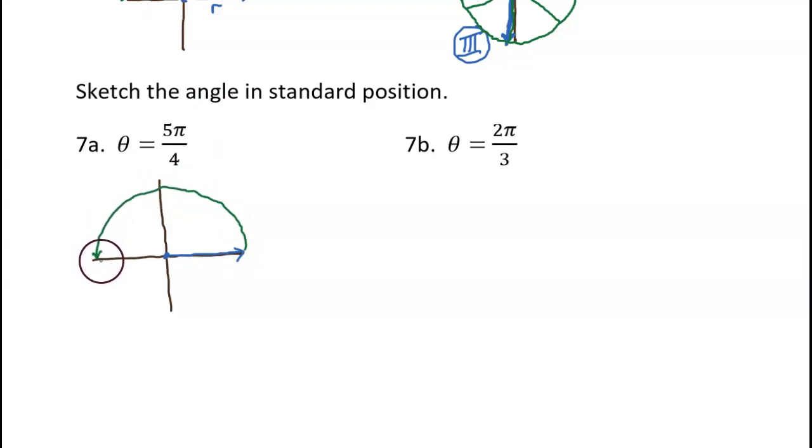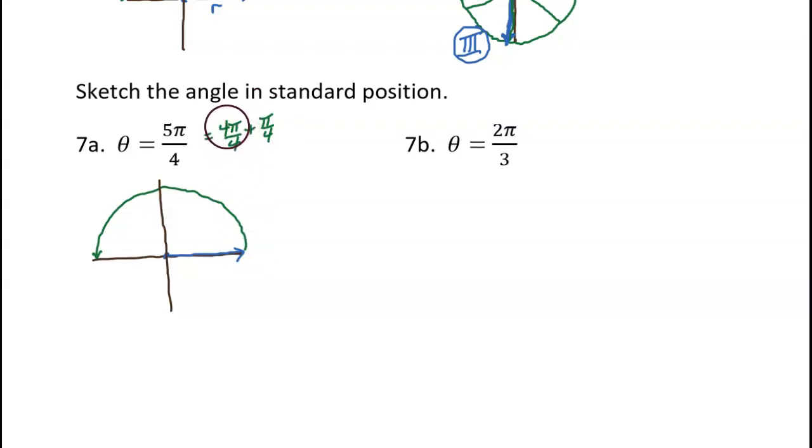If you rotate an entire half circle, that's pi radians. Well, how does 5 pi over 4 compare to pi radians? It's greater than pi radians. 5 pi over 4 is 4 pi over 4 plus an additional pi over 4.